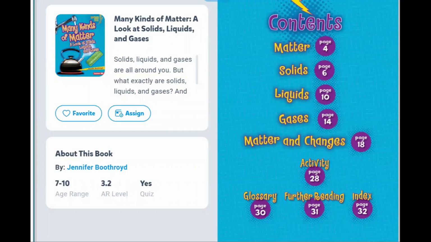Welcome, students! Today we are going to be reading the book, Many Kinds of Matter, a look at solids, liquids, and gases. This book is written by Miss Boothroyd, and we are going to take a look at the table of contents today. Remember, the table of contents is going to keep everything nice and organized for us and have it by different topics. So we have the topic matter, which is on page 4. Solids on page 6, liquids on page 10, gases on page 14, matter and changes on page 18. Let's begin our book.